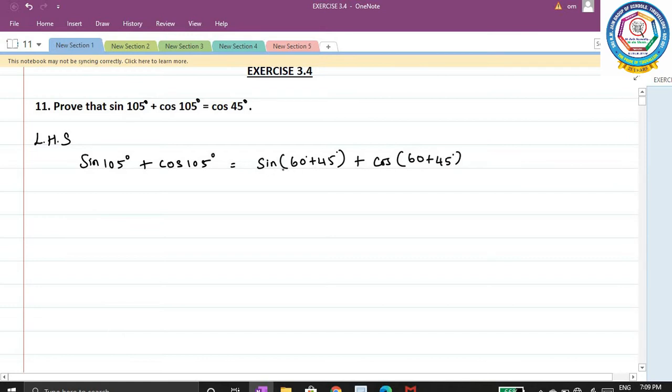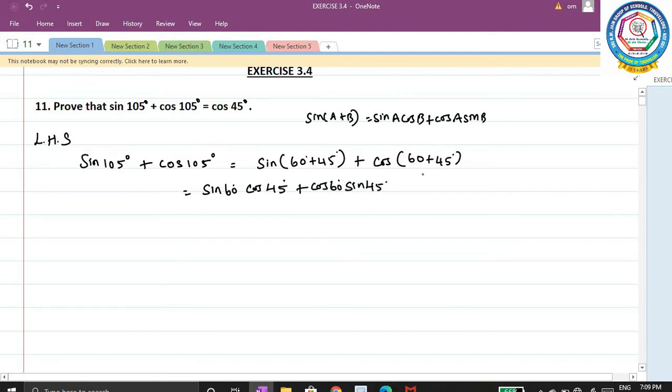Now it is in the form of sin of a plus b. We know the formula sin of a plus b equals sin a cos b plus cos a sin b, which is equal to sin of 60 degree cos of 45 degree plus cos of 60 degree into sin of 45 degree.